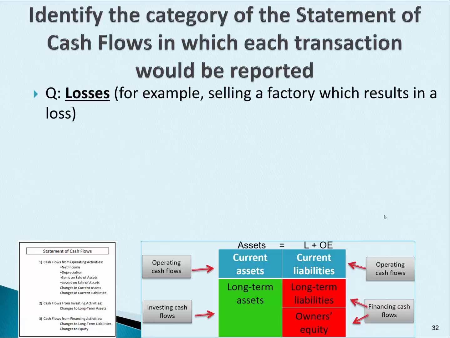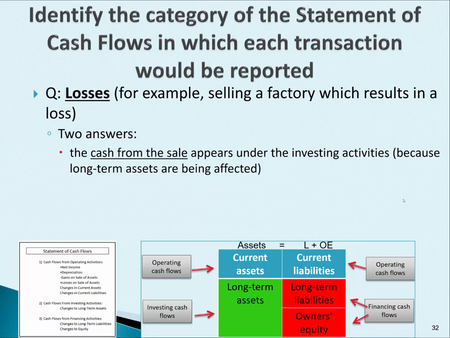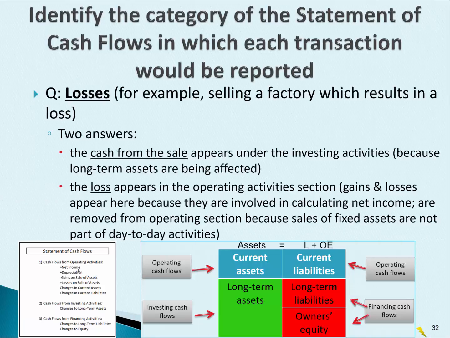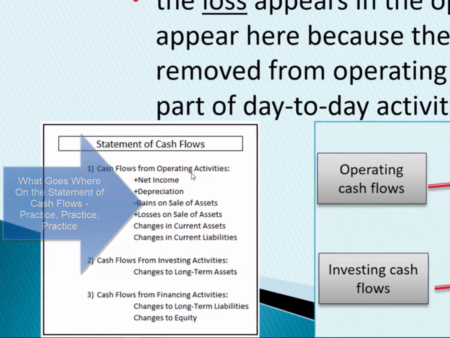Let's say you had a loss. For example, you sold a factory and the transaction resulted in a loss. Well, there's two answers. The cash from the sale is going to go into the investing activity section because the factory is a long-term asset. And then the loss is already embedded in net income, so it has to be reversed. So we have to add back the losses, and this goes in the operating activity section.